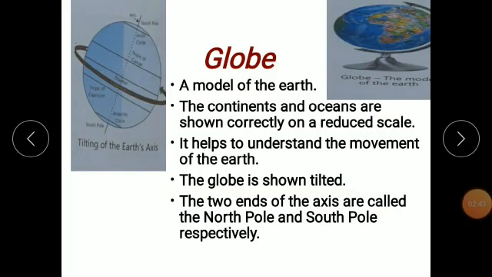So students, the question is, what is an axis? An axis is an imaginary straight line passing through the center of the earth, joining the two poles.